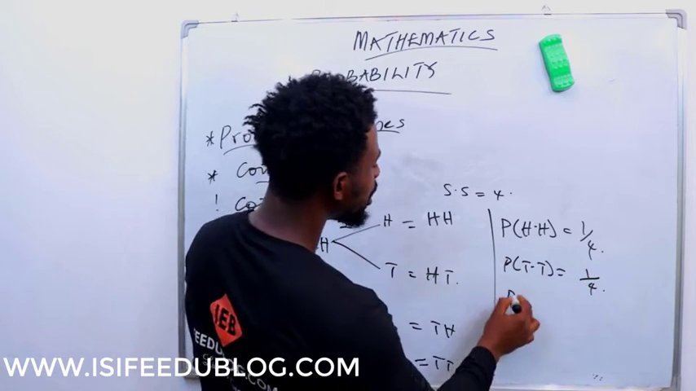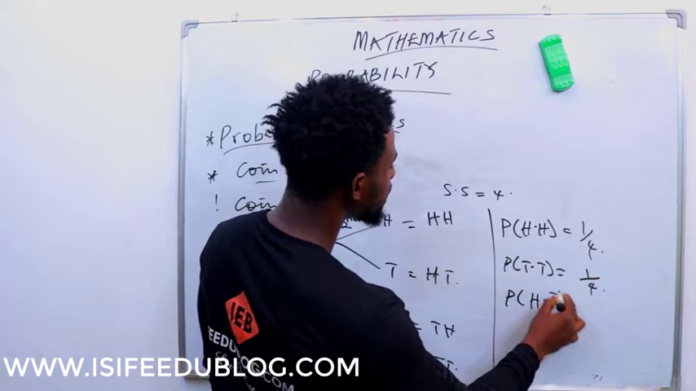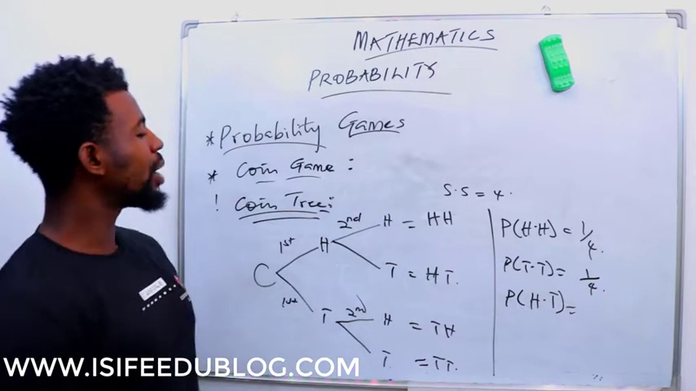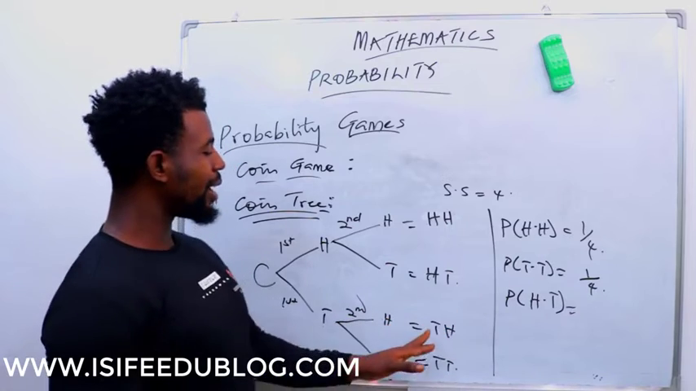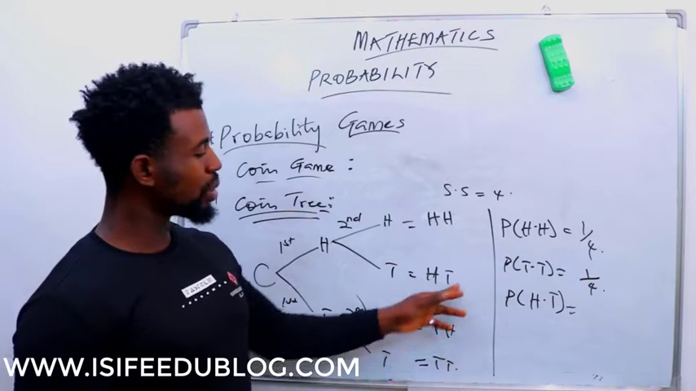Now what about the probability of a head and a tail? Now here we have a head and a tail, and here we have a tail and a head. Now these 2 are the same.